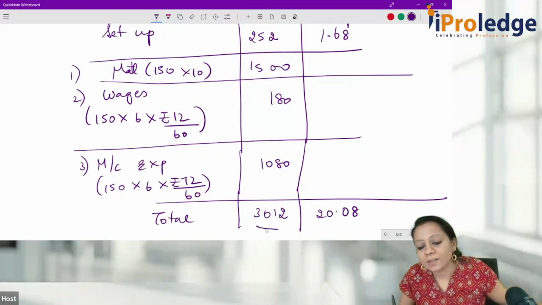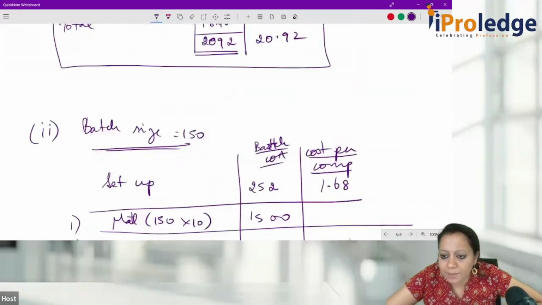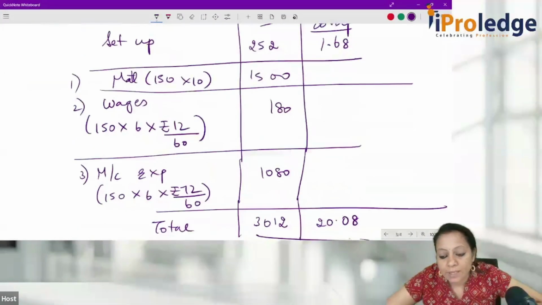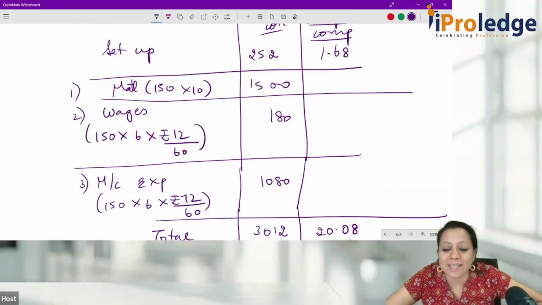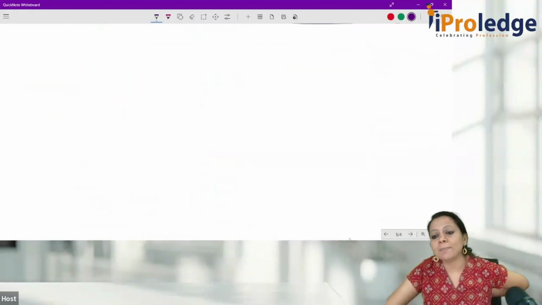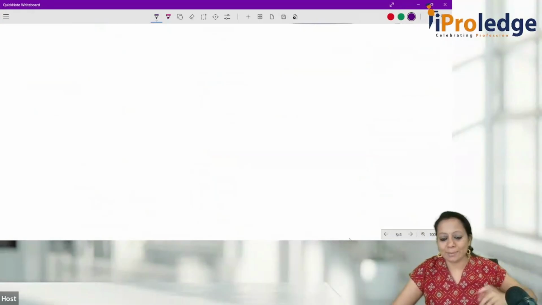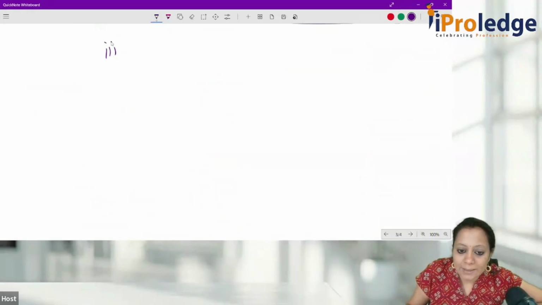20.08. So earlier we had how much? 20 point something we got. 92. Now it is 20.08. It is coming down. So when the batch size is increasing, it should come down. Just make a check, okay? Yes. Very simple, no? With the same machine and the same time, you are making more biscuits. Similar. Okay. Then the third one is batch size is 200, correct?